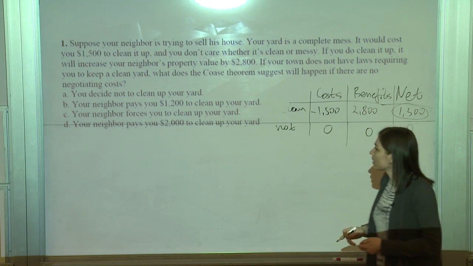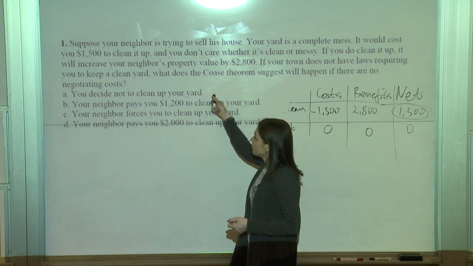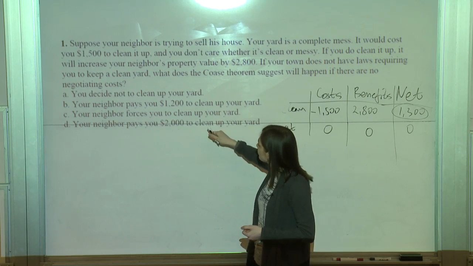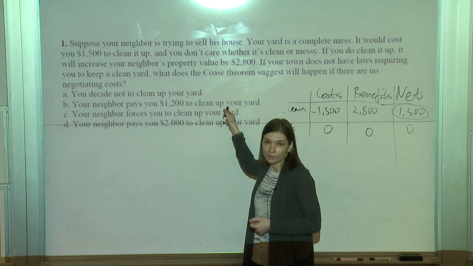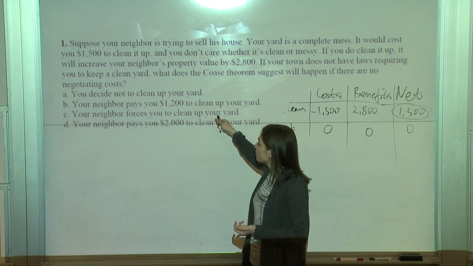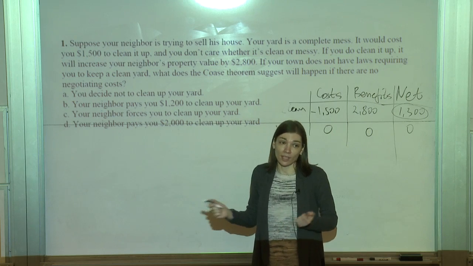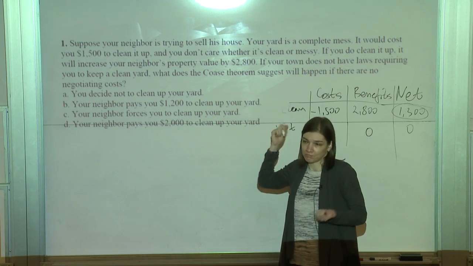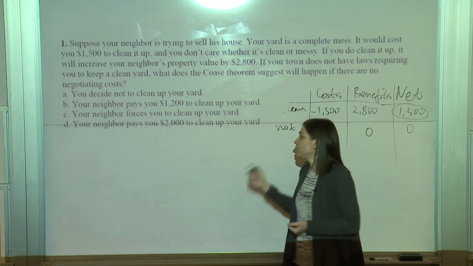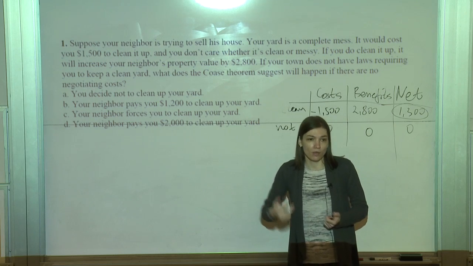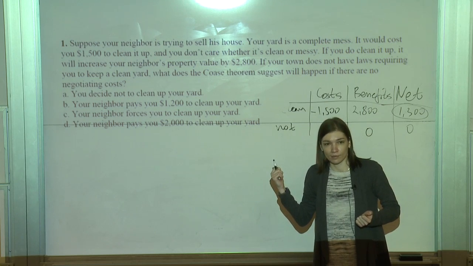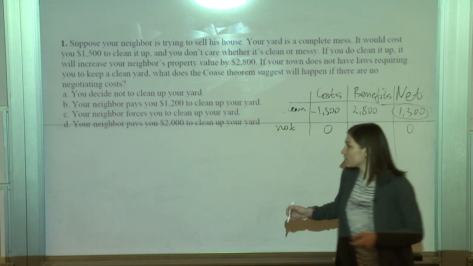Right, so now let's look at the answers. You decide not to clean up your yard. Is that true? No. Your neighbor pays $1,200 to clean up your yard? No, right, because it's going to cost you $1,500. Why would you clean it up for $1,200? Your neighbor forces you to clean up your yard. They cannot do that because the town laws do not require you to do so, right? And finally, your neighbor pays you $2,000 for you to clean up. Now that makes sense. And they'll be willing to do so. Once you get the $2,000, you would also be willing to clean up. All right, does that make sense? All right, so the answer here is D.